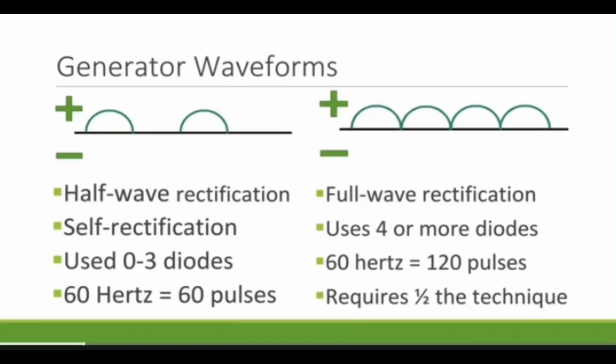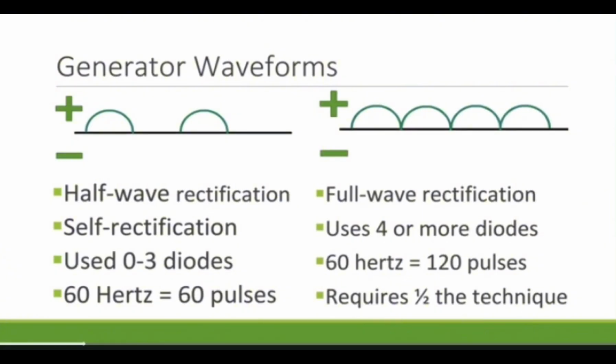Now, let's discuss the X-ray generator waveforms based on the diagram shown here. First, let us look at the half-wave rectification, which is shown on the left side of the picture. In half-wave rectification, only the positive half of the alternating current is used to produce X-rays, while the negative half is blocked. Because of this, X-rays are only produced during half of the electrical cycle. This type of rectification can also be called self-rectification, and it usually uses 0 or 3 diodes.